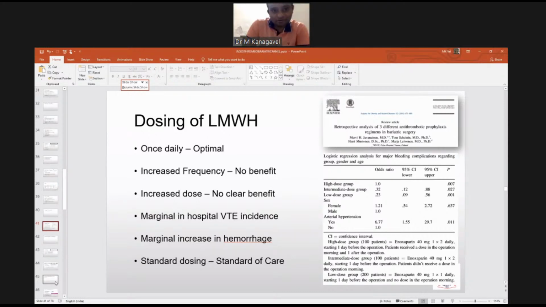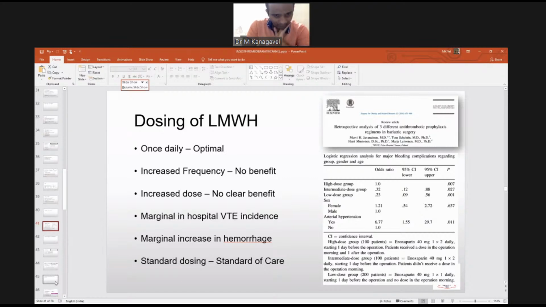So coming to the right dosage of low molecular weight heparin, this is a large study published from Finland, involving about 400 patients who underwent sleeve gastrectomy and RYGB. They studied 3 different doses. The first was a high dose, in which they gave 40 milligram twice a day. They also gave LMWH on the day of operation and postoperative day 1. In the intermediate group, they gave it 1 day before, 40 milligram BD. And in the low dose group, they gave just 1 dose prior to the surgery.